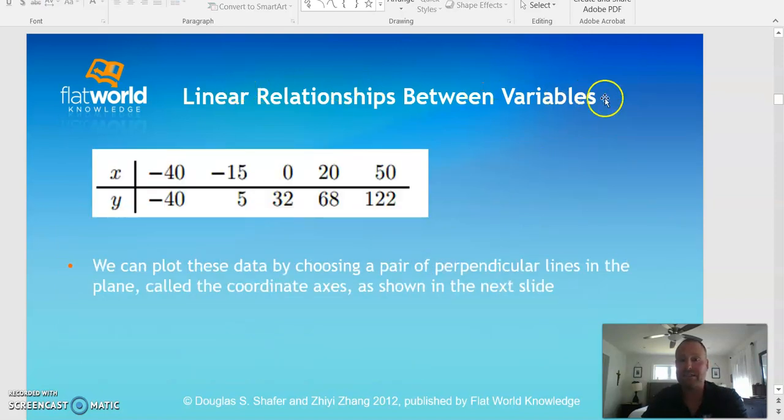So basically here, we just have a typical table, and we have those points that we can plot. We have a value for x, a value for y. Negative 40, negative 40. These are ordered pairs. Negative 15, 5. 0, 32. 20, 68. 51, 22, right? Those are ordered pairs. Those can be plotted on an XY coordinate plane.